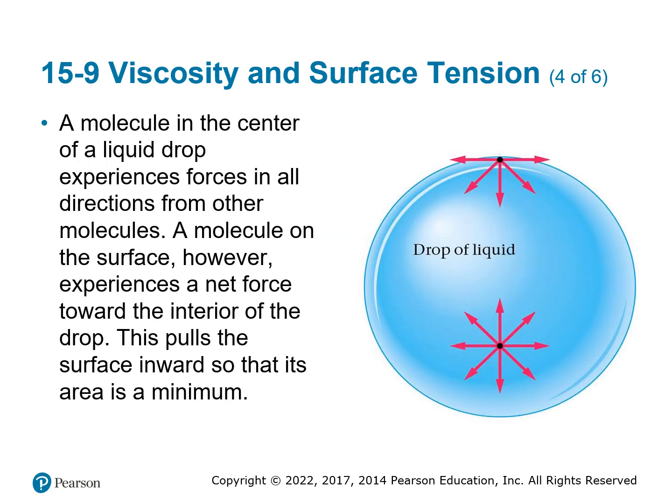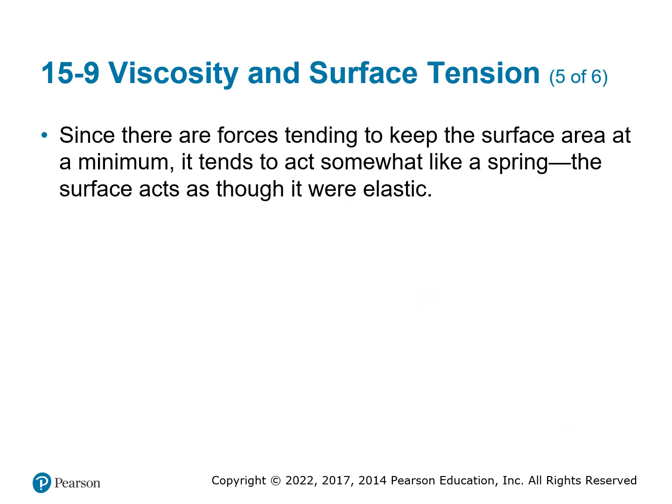So when you have a drop of liquid, it experiences forces in all directions from other molecules. A molecule that's on the surface, however, is going to experience a net force toward the interior of the drop. It's going to pull the surface inward so that the area here is going to be a minimum. So since there are forces that tend to keep the surface area at a minimum, it kind of acts like a little spring. So the drop is kind of elastic in a way. It's bouncy.